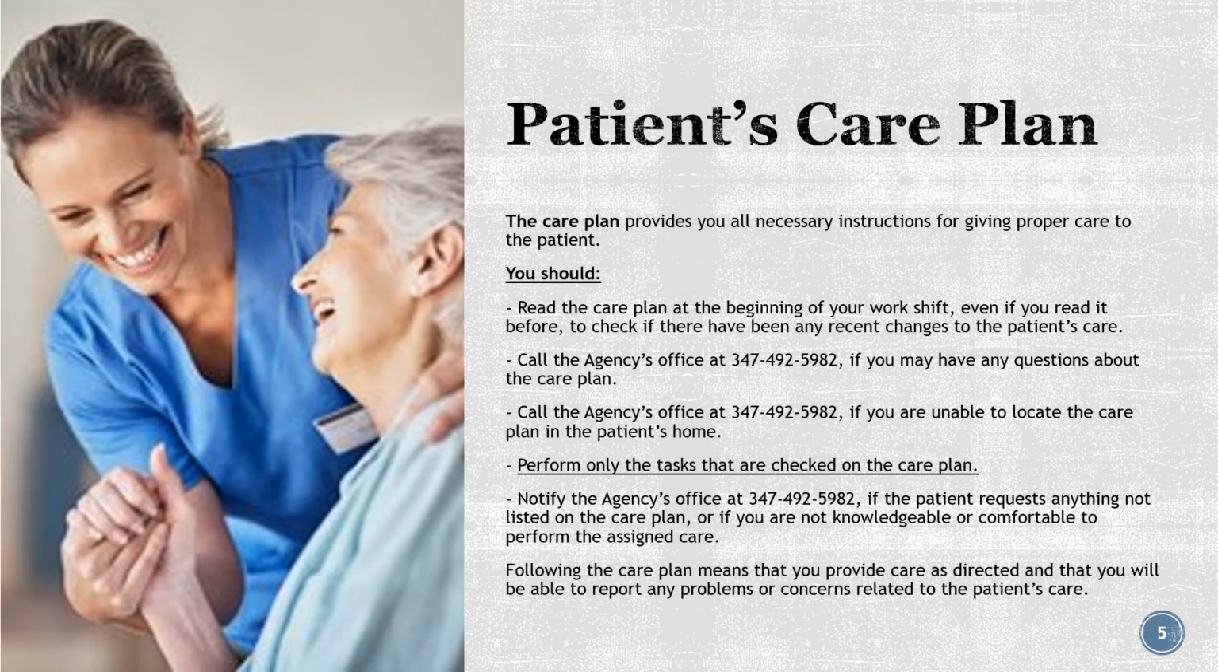Notify the agency's office at 347-492-5982 if the patient requests anything not listed on the care plan, or if you are not knowledgeable or comfortable to perform the assigned care. Following the care plan means that you provide care as directed and that you will be able to report any problems or concerns related to the patient's care.